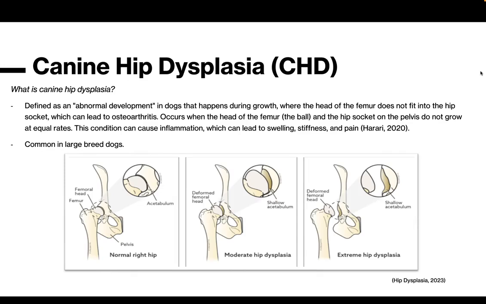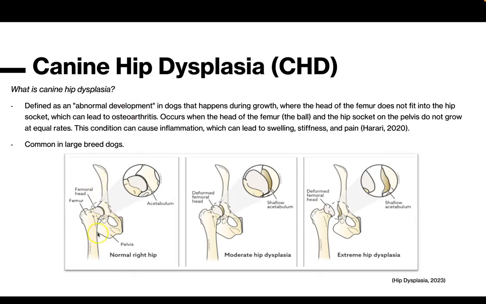This occurs when the head of the femur, which is the ball, and the hip socket on the pelvis do not grow at equal rates. This condition can cause inflammation, which can lead to swelling, stiffness, and pain. This disorder is common in large breed dogs.